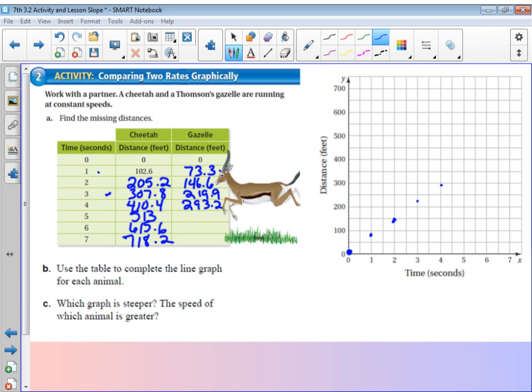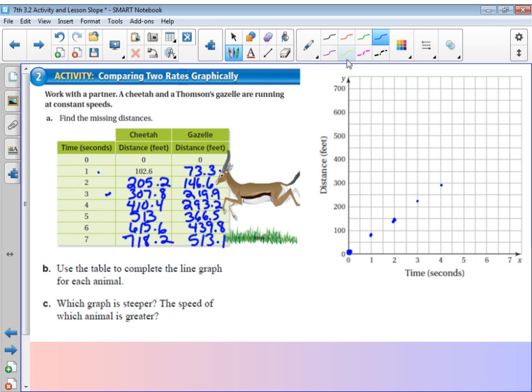Gives me 366.5. And 439.8. And 513.1. So we'll finish graphing the rest of those out.